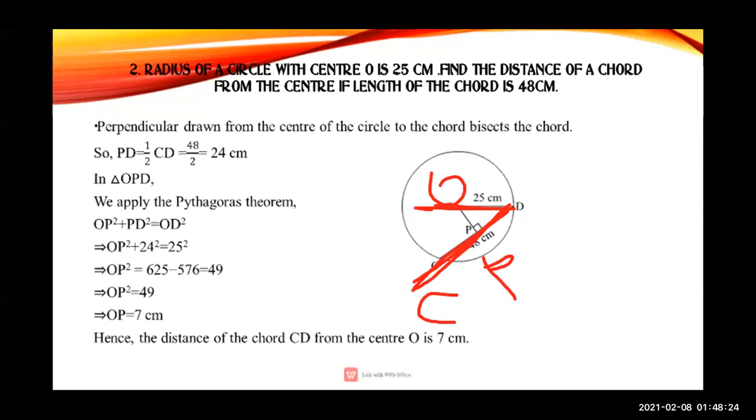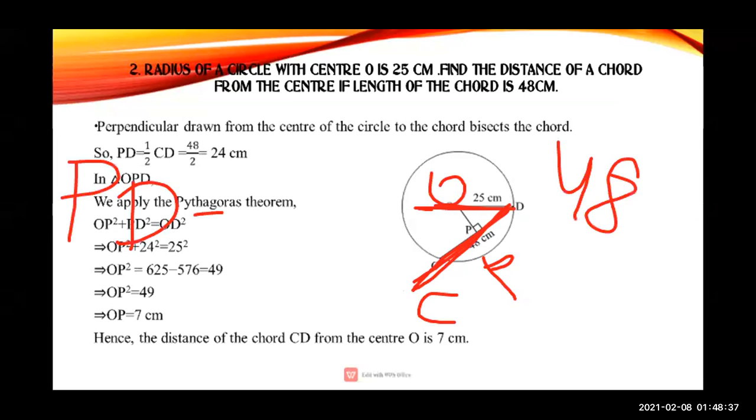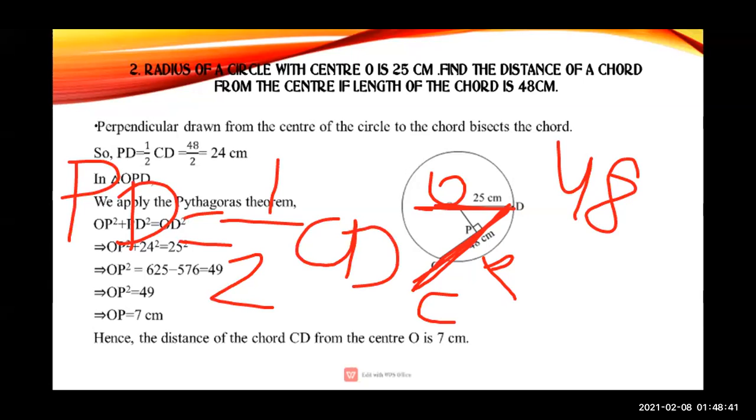Now here we know that CD is 48 centimeter. So we have to find out PD first. That's why I have written PD is half of CD. PD is always half of CD.